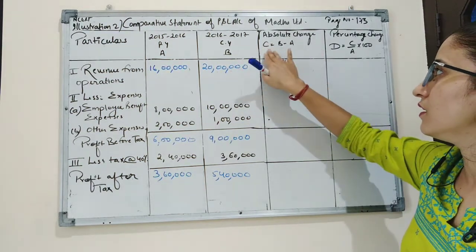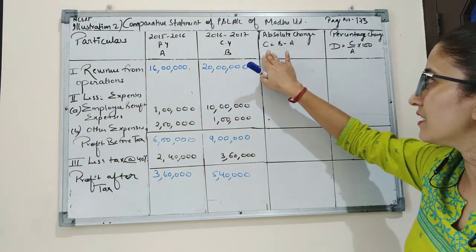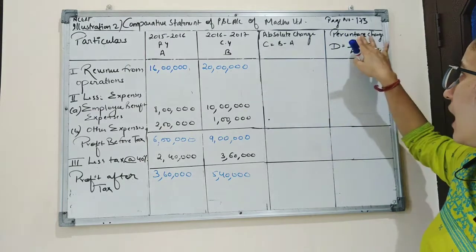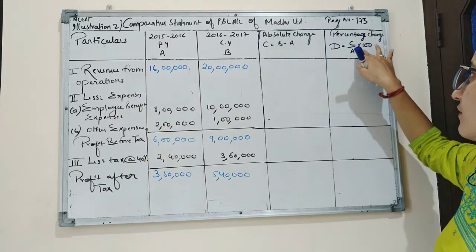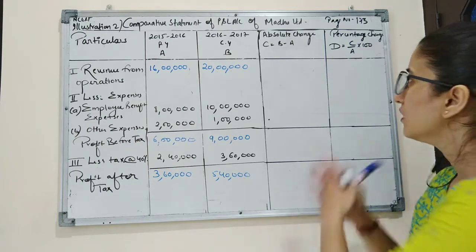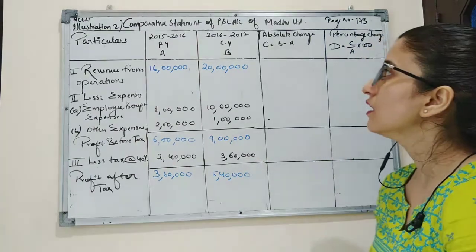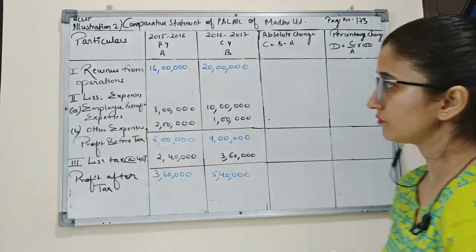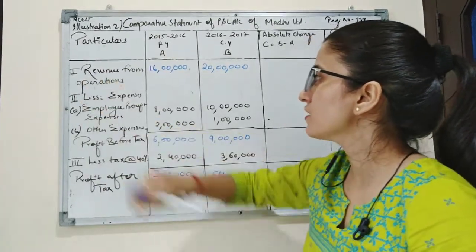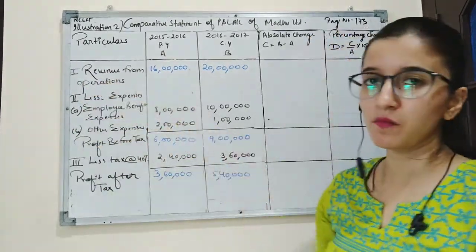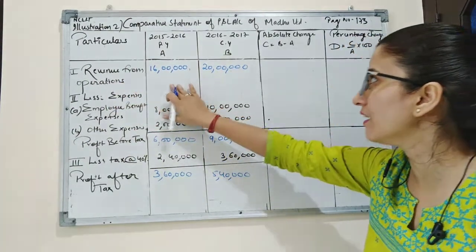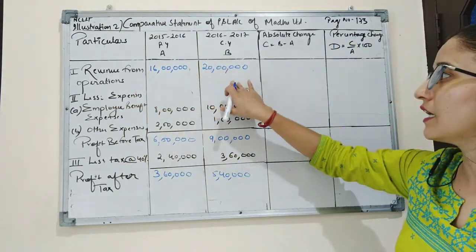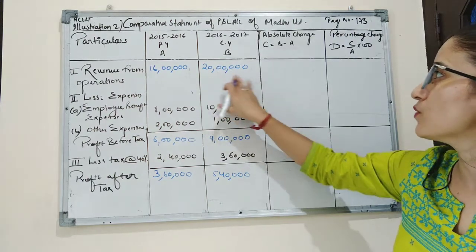Absolute change, we will write absolute change as C is equal to B minus A, and percentage change as D. D is calculated as C divided by A into 100. This format we have learned in the comparative balance sheet. Now, first heading is revenue from operations. So it is given in the question revenue from operation is 16 lakh of the previous year. Current year revenue from operation is 20 lakh.